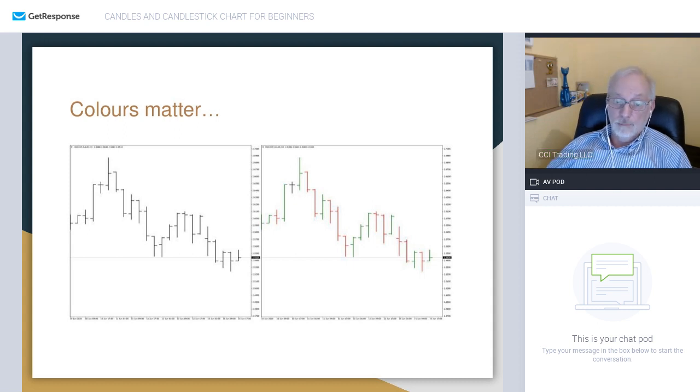So I believe that using colored charts, it's much better than using just black. Maybe if you are a very experienced trader, you will start using black candles, but at the beginning, I believe the colored are much better. And even better than those bar charts, because as I mentioned, those are bar charts, even better than those are candlestick charts.